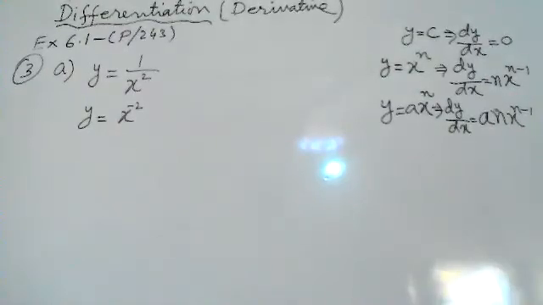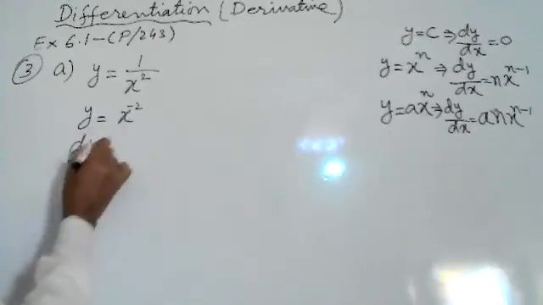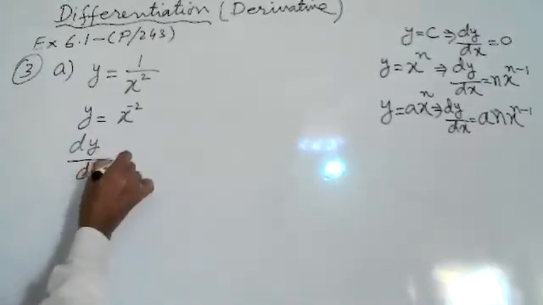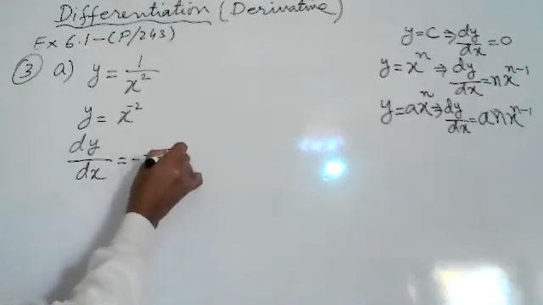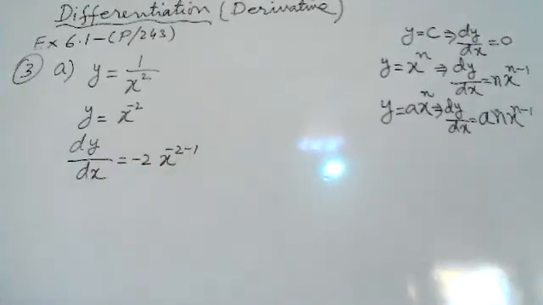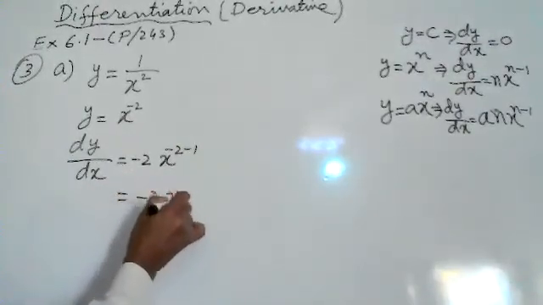We cannot differentiate 1 upon the function. A constant stays as it is. This is a function, if a function is in the denominator we cannot differentiate it, we will take it up. So we took it up. Now dy upon dx, y is a function of x, dy upon dx will become minus 2 coming down, x to power minus 2 and minus 1, it will become minus 3. So it will become minus 2 x to power minus 3.